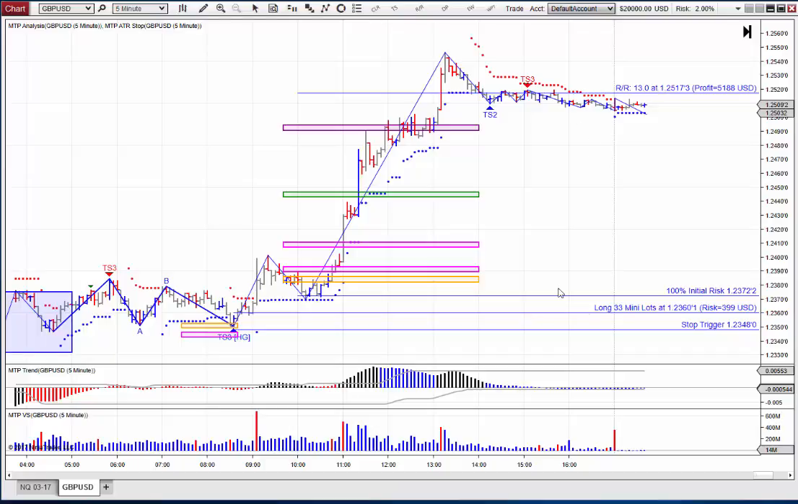In other words, a 13R trade, or put another way, using a risk of less than 2% on a sample $20,000 account, that would have been trading 33 mini lots for an initial risk of just under $400, and that would have turned the profit into just over $5,100. So a very, very nice trade indeed.